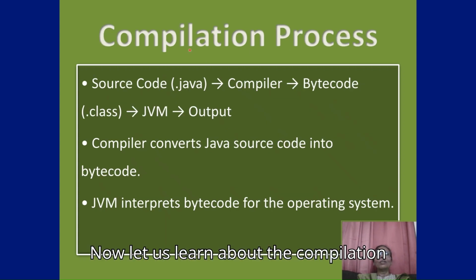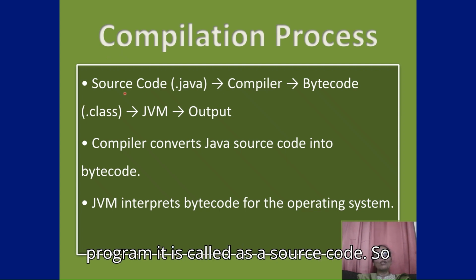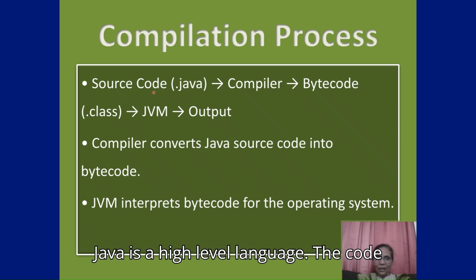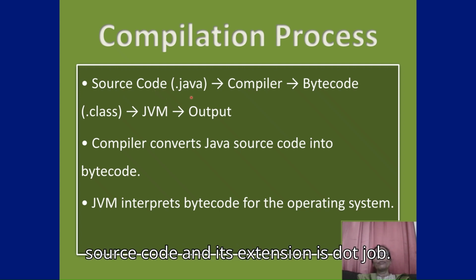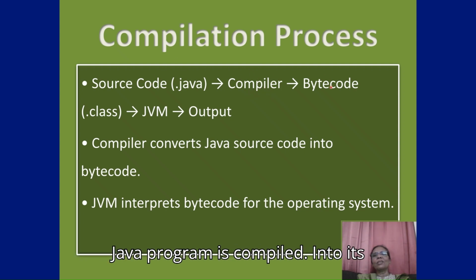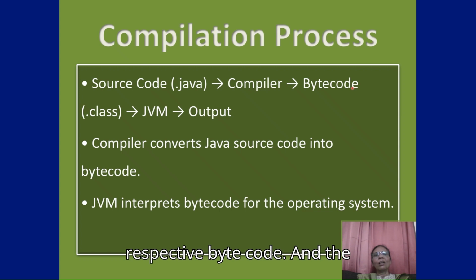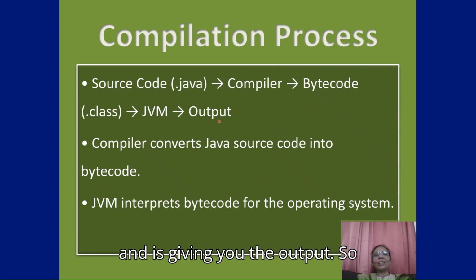Now let us learn about the compilation process of Java. When you write a Java program, it is called source code. Java is a high-level language. The code that you have written in Java is known as source code and its extension is .java. Once you compile the program, it is compiled into its respective bytecode, and the extension of the bytecode is .class. And the JVM runs the .class program and gives you the output.